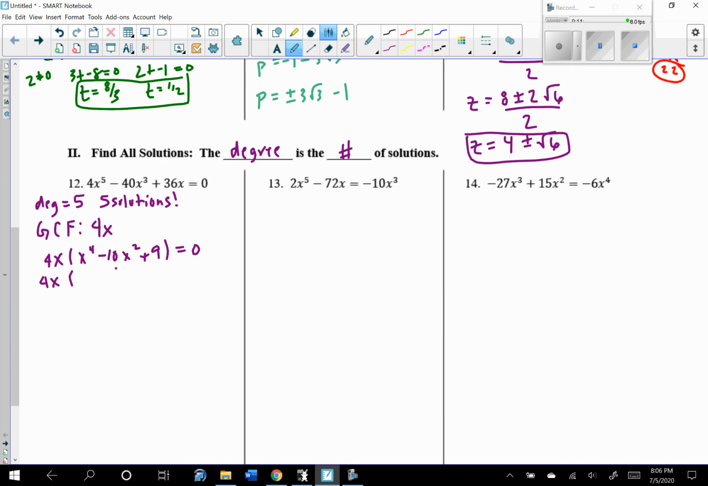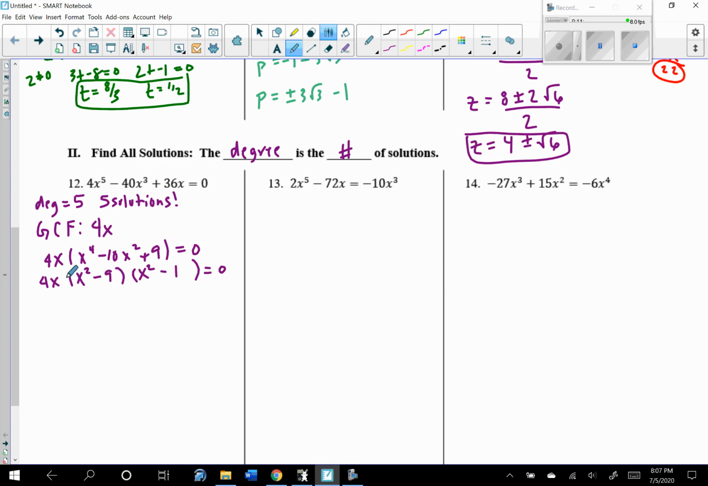So I'm going to set up my parentheses sets. So instead of this being x and this being x, we need it to be x squared and x squared, because that times that gives us x to the 4th. That's going to help us out with our middle term. So factors of 9 that add up to negative 10 would be minus 9 and minus 1.